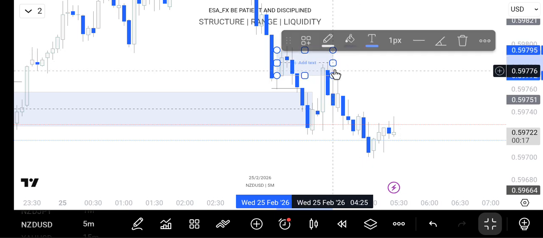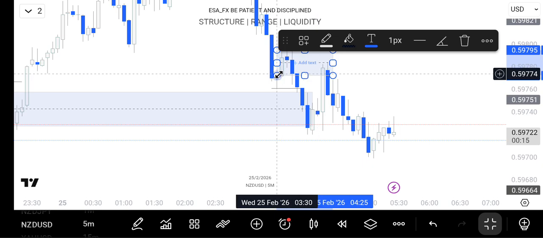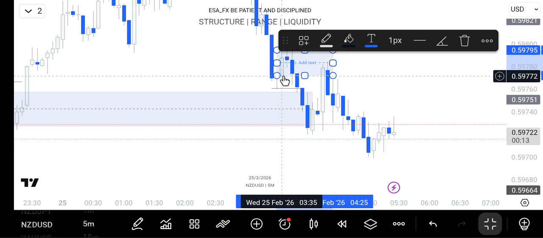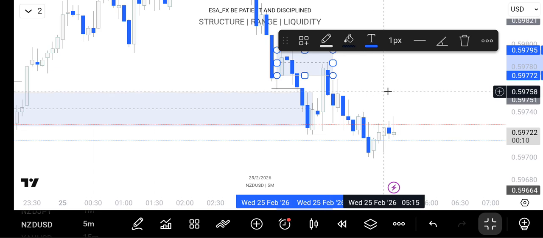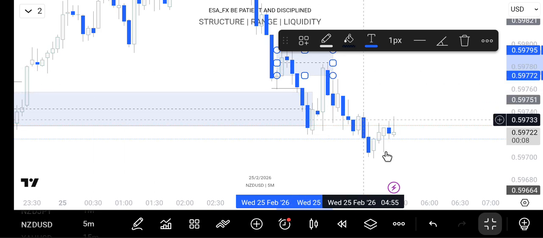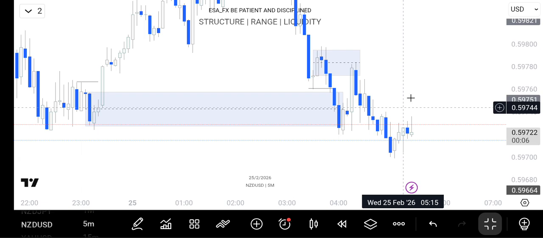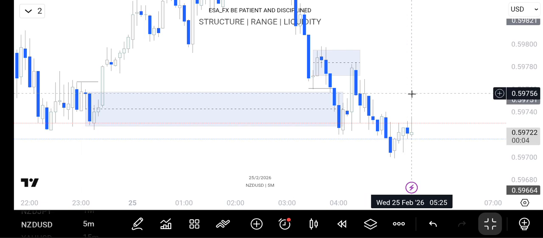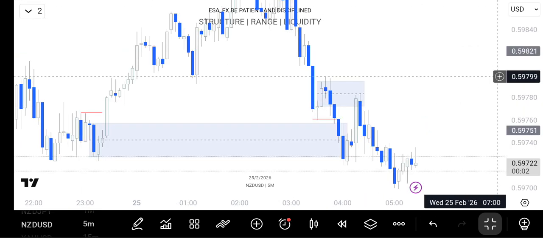I think this is it for today, not quite long. Price tapped and then moved in the opposite direction. So that's that, and you understand what an order block is.